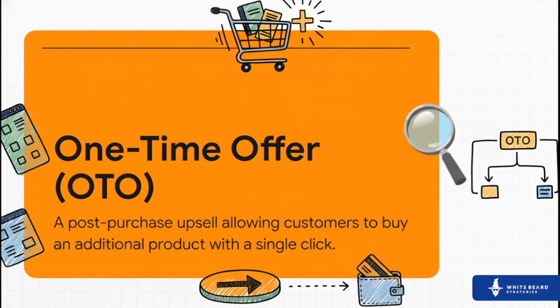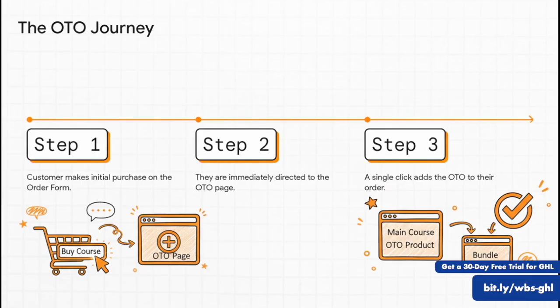Now, if you want to get a little fancier, you can set up something called a one-time offer, or an OTO. This is basically an upsell that you show to your customer right after they've bought your main course. And here's the beautiful part. They can buy it with a single click. No re-entering their credit card. It's almost frictionless.